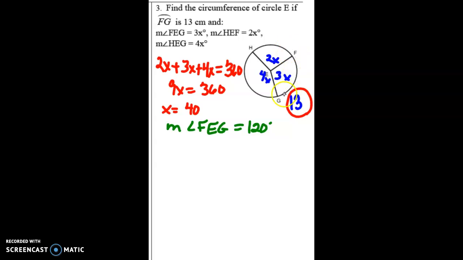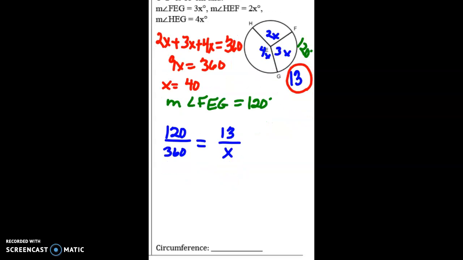So the arc measure is 120 and the arc length is 13. To write my equation, I'm going to say 120 degrees is to all the way around the circle, as the arc length of 13 is to the circumference, and we'll call that circumference x.